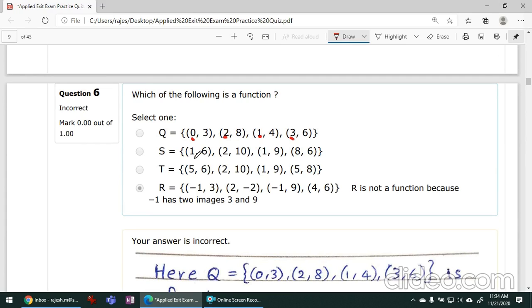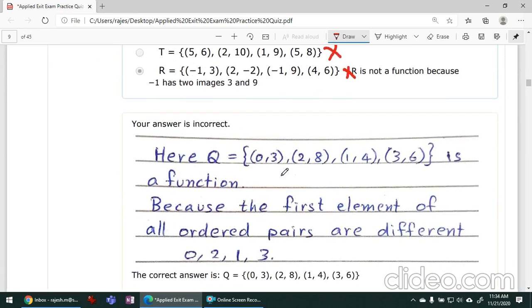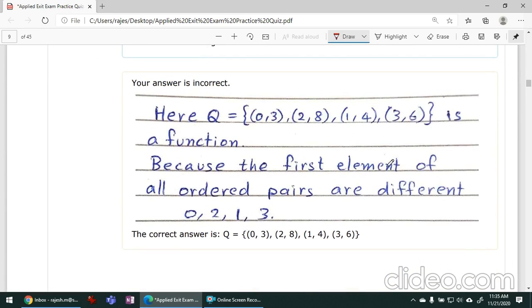See, in this S, we can see 1, 2, 1, 8. 1 came 2 times. So this is not a function. Here, 5, 2, 1, 5. Again, 5 came 2 times. So it's not a function. Minus 1, minus 1. Minus 1 came 2 times. It's not a function. But here in Q, 0, 2, 1, 3 all are different. You don't see the second number, see only the first number. If all the first numbers are different, then it is a function. So Q is the answer, because the first element of all ordered pairs is different. So 0, 2, 1, 3. So this is the correct answer.